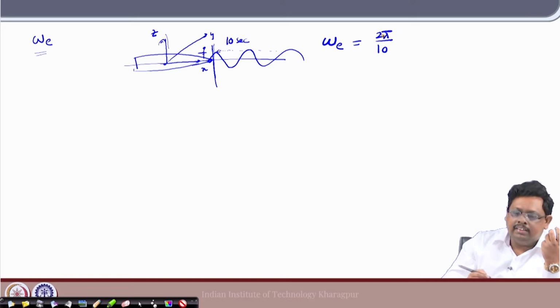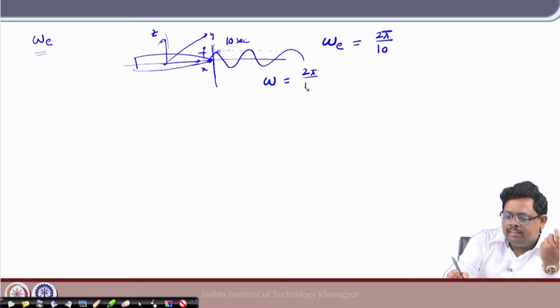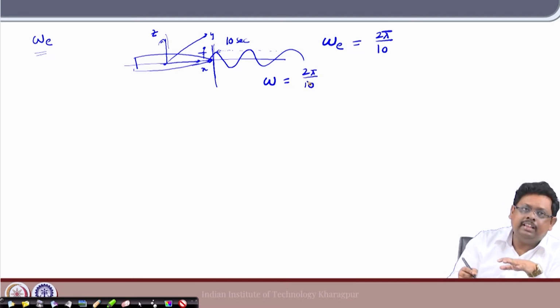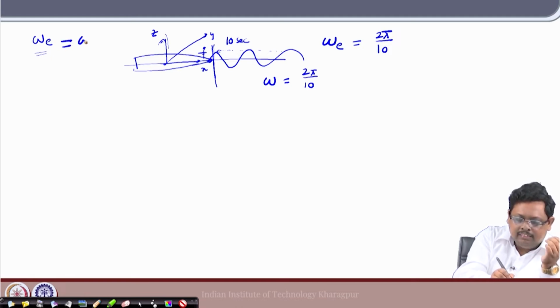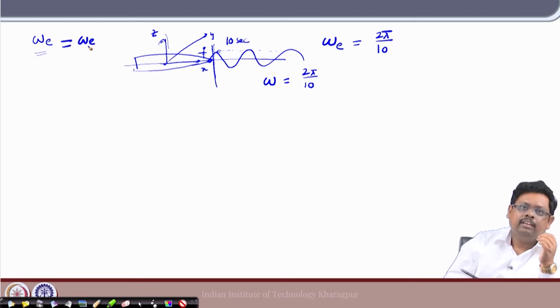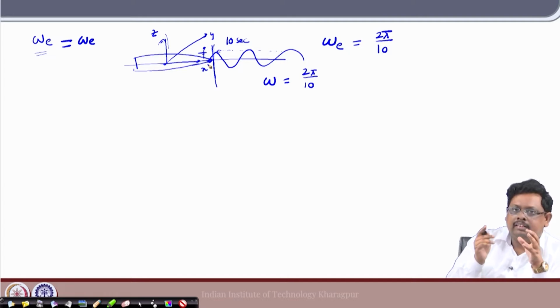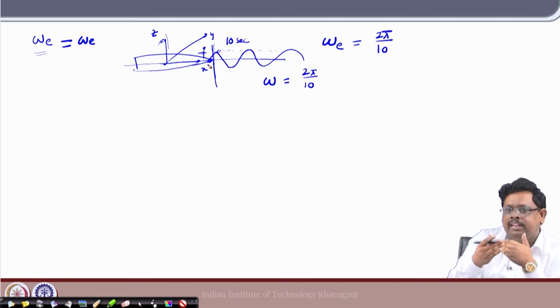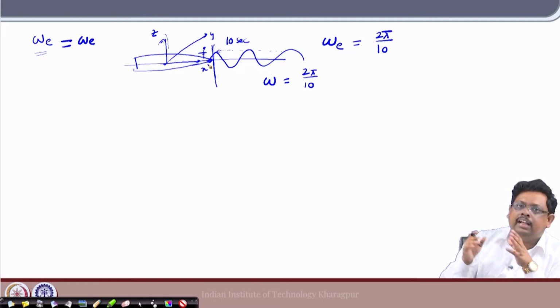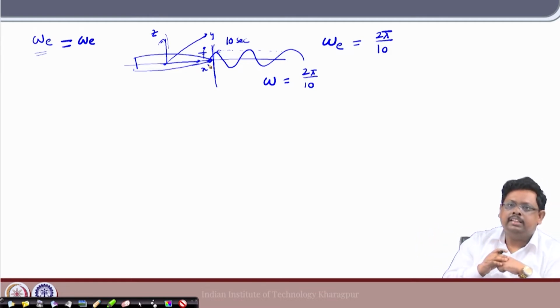And if you look at this, what is the wave frequency here? The wave frequency also remains the same, because omega here is also 2 pi by 10. So, in this case the encounter frequency omega e is equal to the wave frequency omega. So, we have no doubt about this: if the ship is standing still and not moving with some velocity, and the observer sees that the time period at which the wave approaches and hits the ship is 10 seconds, that is exactly the wave time period. So, there is no doubt about this.